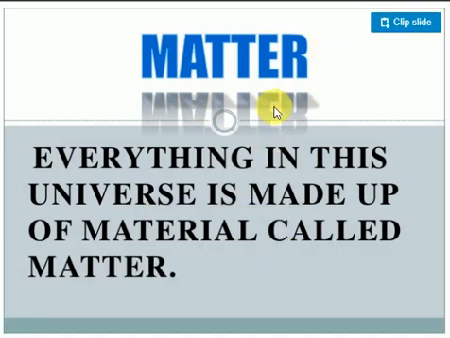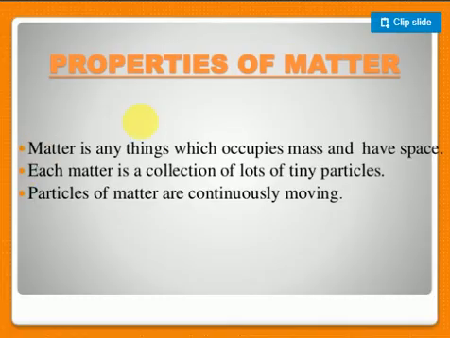In physical classification, matter has been classified into solids, liquids, gas, plasma and Bose-Einstein condensate. In chemical classification, matter has been classified into pure substances and impure substances. Let's go to the basic idea about the properties of matter. What is meant by properties of matter? Certain properties of matter are there. Matter is anything which occupies space; it has mass and volume.